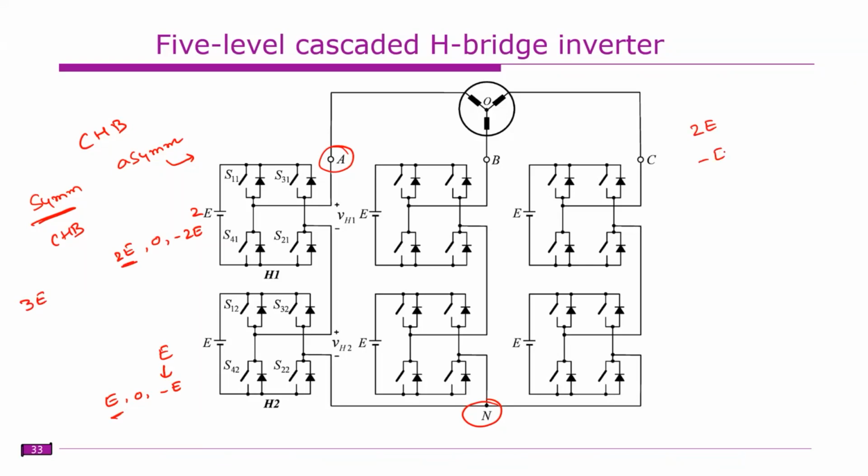Top one is 2E and the bottom one is minus E, so that gives you E voltage. Or the top one is 0 and the bottom one is E, so that also gives you E voltage. Next is 2E: the top one is 2E and the bottom one is 0, so you can get 2E voltage.